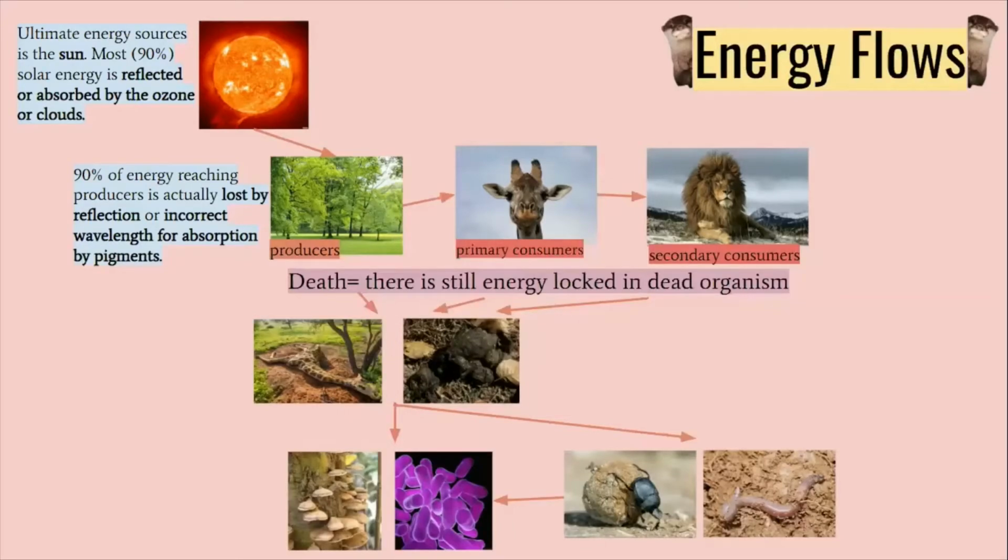So 90% of energy reaching producers is actually lost by reflection or incorrect wavelength for absorption by pigments. So what do we mean by incorrect wavelength? A lot of the light that reaches the plants is not the correct wavelength to be absorbed by the photosynthetic pigments. For example, chlorophyll a absorbs red and blue light, and we know it reflects green light. So this part of the visible spectrum, the green light, will be reflected by these pigments, and therefore that energy is not going to be used in making glucose.